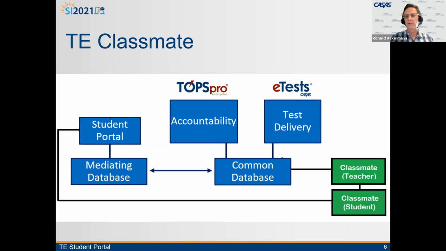Now with Classmate, there's also a student component, so a student can also have Classmate and use that to chat with the teacher. That's why there's that line between the two classmates. But there's also a line going to the student portal, as you'll see, because the student is able to access information from the student portal on their own student record. So we'll show a little bit more about that later.